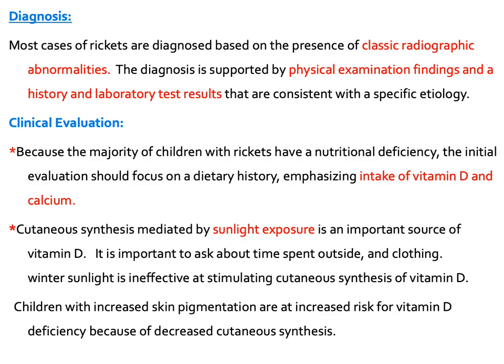In addition, cutaneous synthesis mediated by sunlight exposure is an important source of vitamin D, and it is important to ask about time spent outside and the clothing. Winter sunlight is ineffective at stimulating cutaneous synthesis of vitamin D. Children with increased skin pigmentation are at increased risk of vitamin D deficiency because of decreased cutaneous synthesis. Keeping in mind that sunlight across the glass, meaning through the windows, is not beneficial for the synthesis of vitamin D. And so, in our culture, because of the hot summer and cold winter, we avoid exposure of our babies to sun, in the winter because of the cold weather and in the summer because of the hot weather, so the baby may have vitamin D deficiency because of this problem.